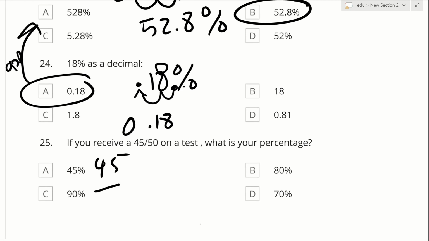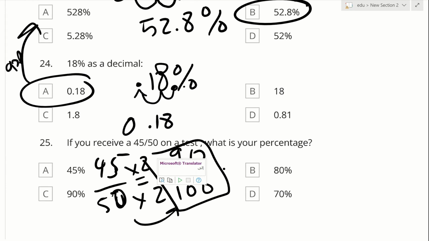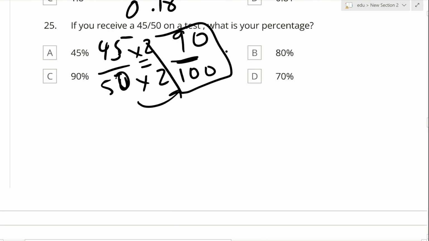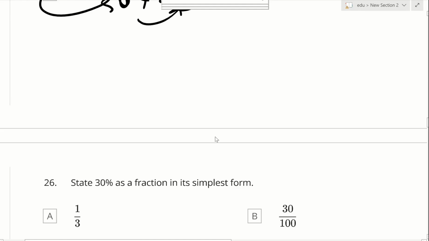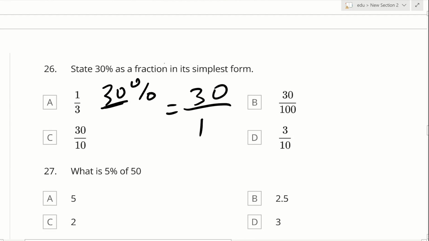If you receive a 45 out of 50 on a test, what is your percentage? So you want to change this before you change it to a percent, right? You want to change the denominator to 100. So 50 times 2 gives me 100, so I have to do the same to the top. 45 times 2 is 90. So 90 over 100, 90%. Anytime you have a percent, it means the same thing as that same number over 100.